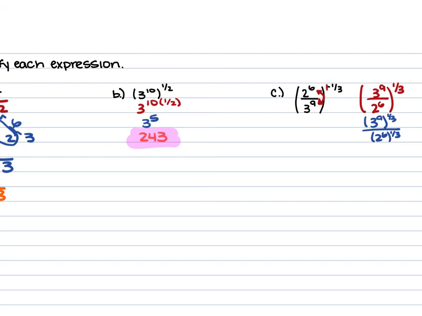From there, I have a power raised to a power for both the numerator and the denominator, so I'm going to multiply those powers. So we're going to do 3 to the 9th power times the 1/3 power, all over 2 to the 6th power times the 1/3 power. 9 times 1/3, or 9 divided by 3, is just 3. So that's 3 cubed over 2 to the 6th times the 1/3, which is 6 divided by 3, is 2. So it's 2 squared. 3 cubed is 27. 2 squared is 4. So 27 over 4 is our final answer for this one.